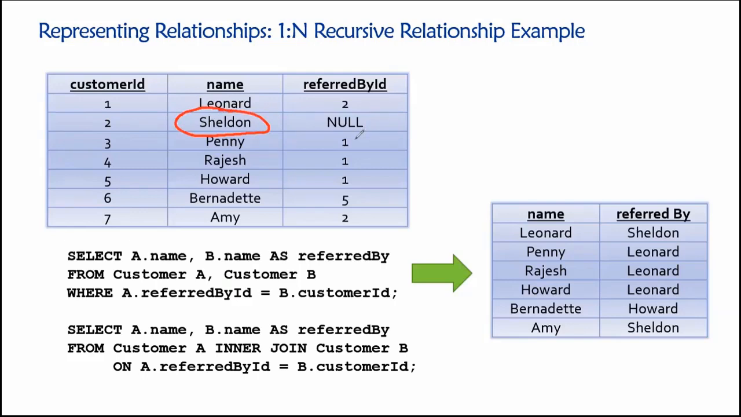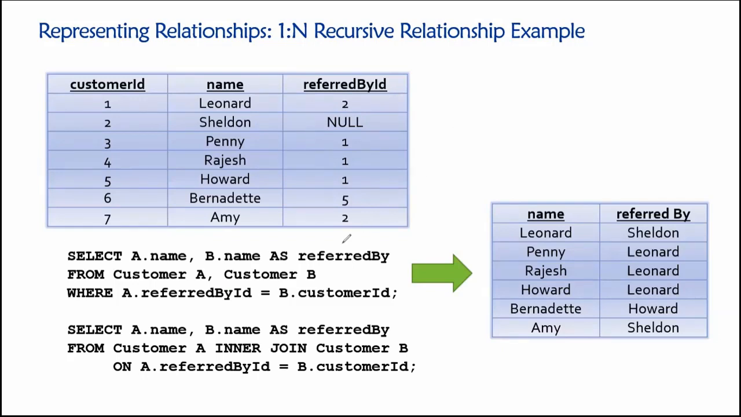But this is a recursive one-to-many, so it's possible for Sheldon to refer multiple customers. And we see that, right? This person down here, Amy, was also referred by Sheldon. So Amy was referred by Sheldon, and Leonard was also referred by Sheldon. They have the same customer ID over here as a referred by ID, right? The same is true of Leonard, right? We can see that Leonard referred these 3 customers to us. Penny, Rajesh, and Howard were all referred by Leonard. And then we can see Bernadette was referred by Howard, and Sheldon wasn't referred by anybody. So this is a recursive one-to-many, because in this case, each customer can potentially refer many other customers to us.